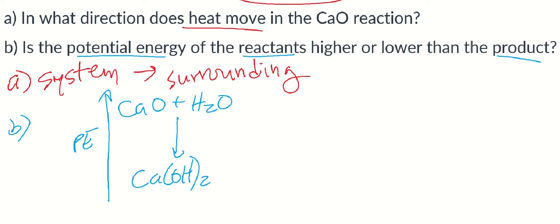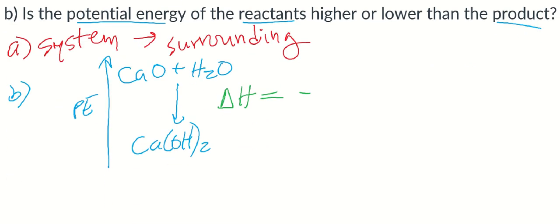So creating bonds is exothermic. That's going to release energy, and it's going to release a little more energy than required to break the bond. So that's how we get this delta H, or the change in enthalpy, to be negative. What did it say it was? 65.2 kilojoules per mole.